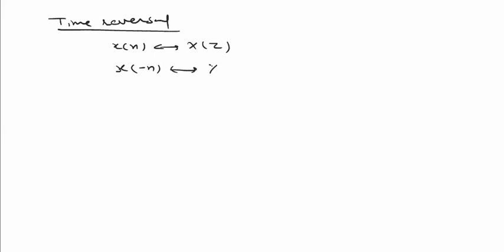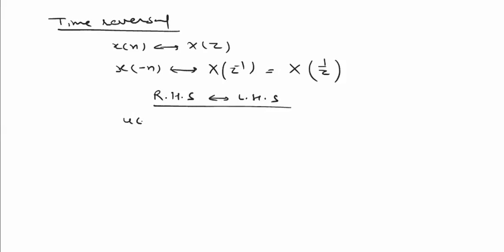Time reversal. In the time reversal, n is replaced with minus n, z is replaced with z power minus 1, means X of 1 upon z. We get the desired result. Means right-sided signal is converted into left-sided signal and vice versa.